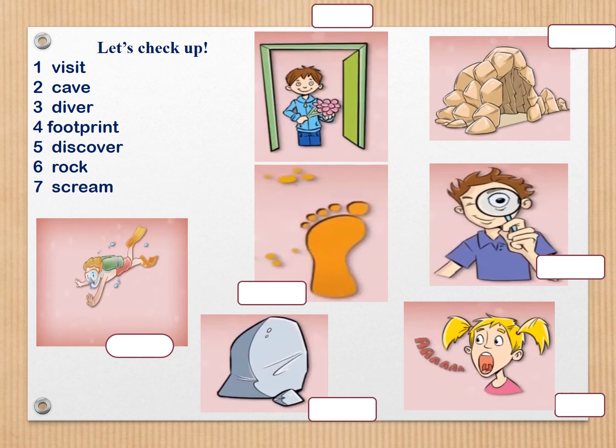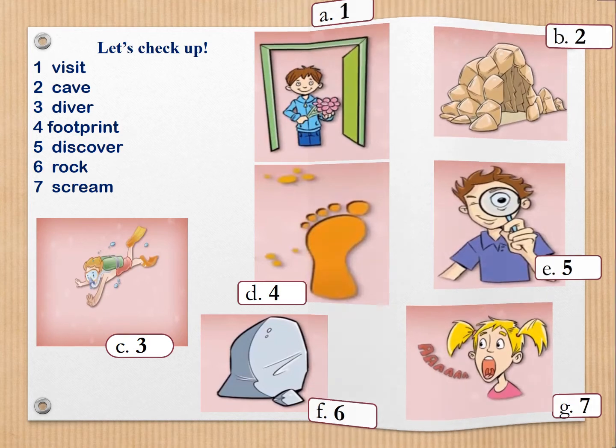Okay, now let's check up. A. The first, visit. B. The second, it is a cave. C. The third, he is a diver. D. The fourth, footprint. E. 5, discover. F. The sixth, it is a rock. And G. The seventh, scream. Okay, very well.